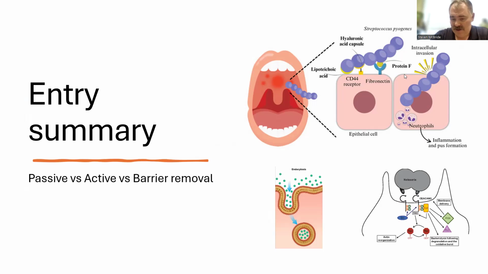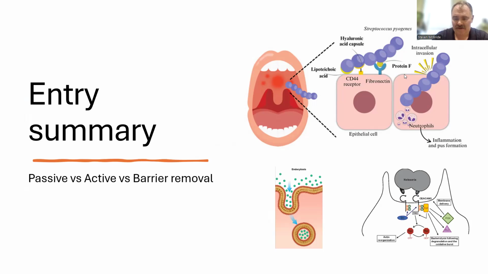The second strategy is active entry. Here, the pathogen actively manipulates the host signaling to promote its own uptake. Neisseria uses surface proteins that interact with host receptors and trigger rearrangement of the actin cytoskeleton. The host then engulfs the bacterium because it thinks it's supposed to. And the third strategy is just guns ablazing, barrier removal. Rather than entering cells, some pathogens spread by breaking down the structures that normally hold tissues together. Strep pyogenes produces enzymes that degrade components of the extracellular matrix, allowing the infection to move deeper into tissues.